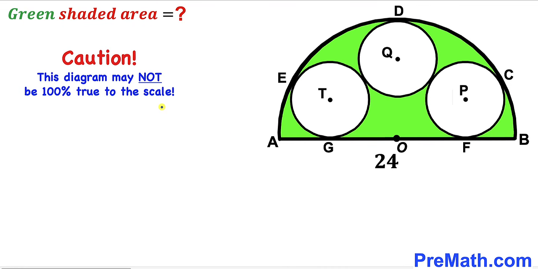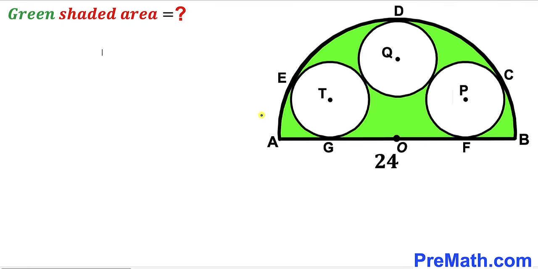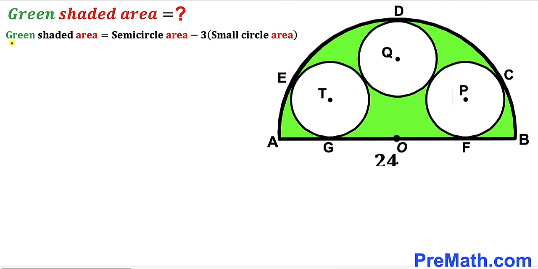Please keep in mind that this figure may not be 100% true to scale. Let's go ahead and get started. Now let's make an observation. The green shaded area is going to be equal to the area of the whole semicircle minus 3 times the area of these small identical circles. So our task is to calculate the area of the semicircle, and likewise the area of the small circle as well.